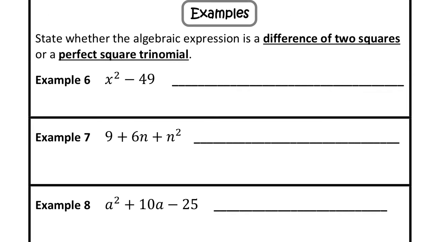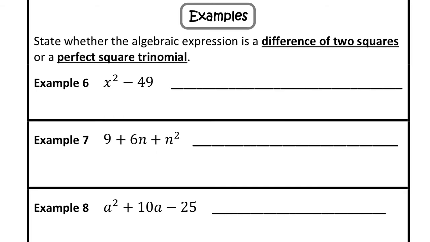So let's jump down here. Here, we're not going to solve anything. We're just going to state, just by looking at them, do we have a difference of 2 squares, or do we have a perfect square trinomial?